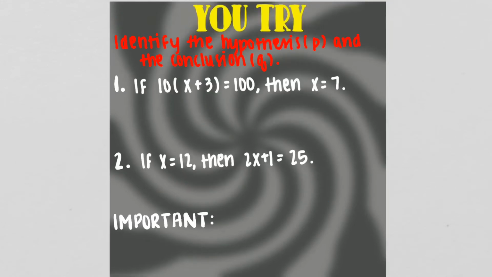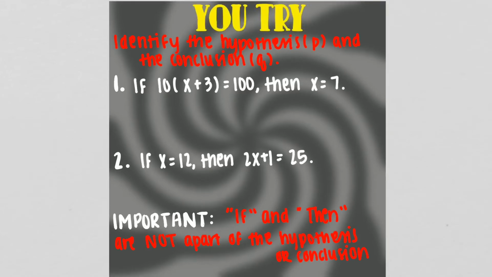Again, I am going to have you try too. I want you to identify the hypothesis, P, and the conclusion, Q. You will have questions that pop up. Number 1: if 10 parentheses x plus 3 equals 100, then x equals 7. You're going to tell me the hypothesis and conclusion. Same thing for number 2: if x equals 12, then 2x plus 1 equals 25. Really important before you get started, you need to know that the words if and then are not a part of the hypothesis or the conclusion. It's what comes after them.